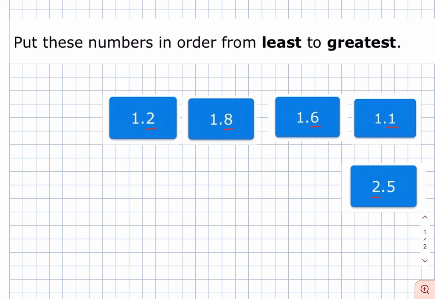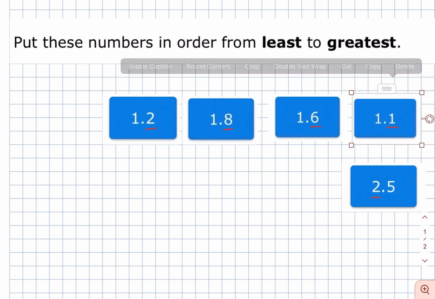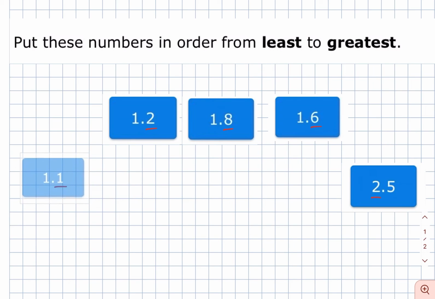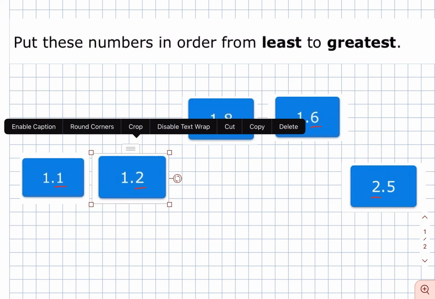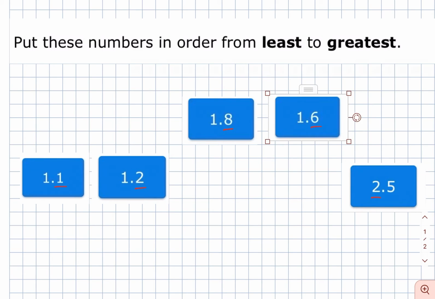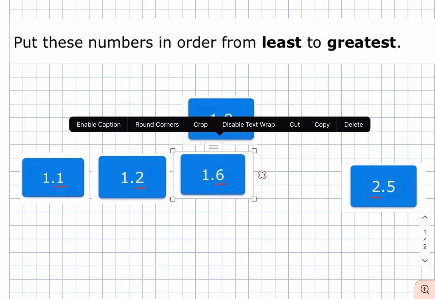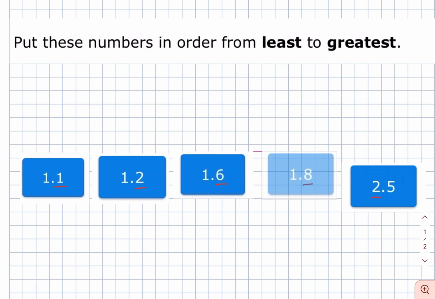That will go first. So that would be this here, 1 and 1/10, because it has a 1 in the tenths place. Which is the next smallest number in the tenths place? That would be the 2 right here, the 2 in the tenths place. 1 and 2/10 would be next. Next up would be 1 and 6/10, and finally 1 and 8/10.